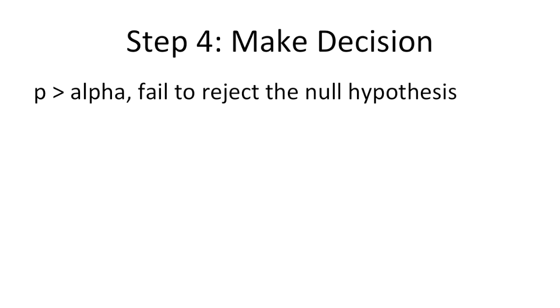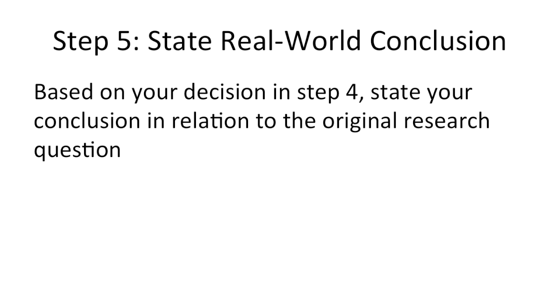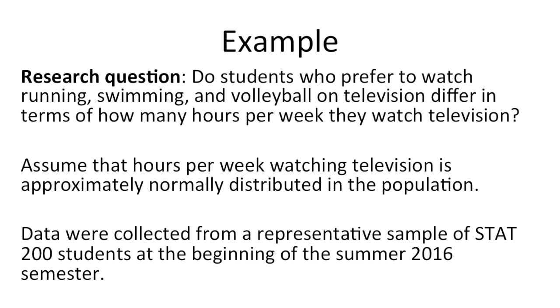Step 4, make decision. As always, if p is greater than alpha, you fail to reject the null hypothesis. If p is less than or equal to alpha, you reject the null hypothesis. And step 5, state real-world conclusion. Again, based on your decision in step 4, state your conclusion in relation to the original research question. Let's go through one example.